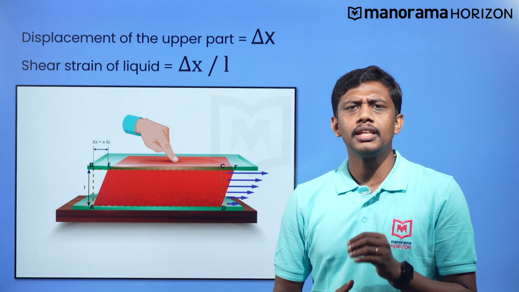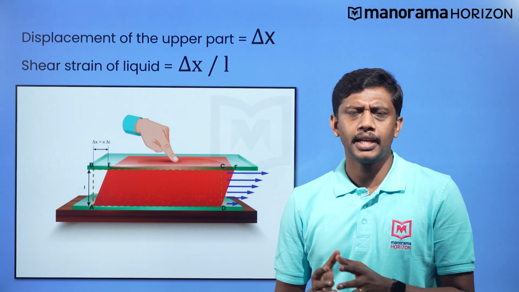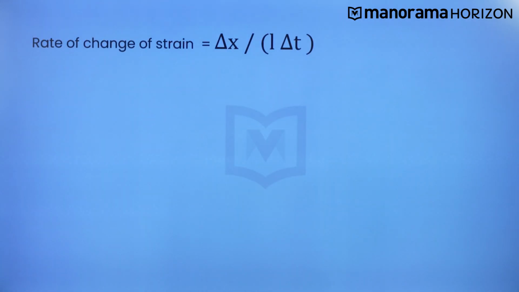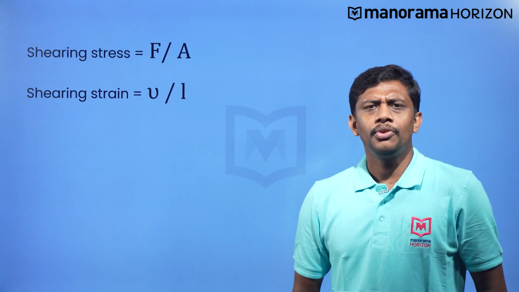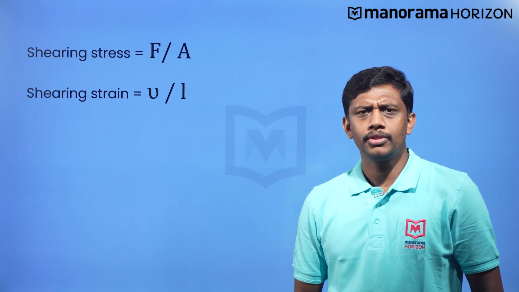Since the strain in a flowing liquid increases continuously with time, the rate of change of strain, or strain rate, is given by delta x by L into delta t. We know that delta x is equal to v into delta t. So, the above equation now becomes v by L. We can easily calculate the coefficient of viscosity.